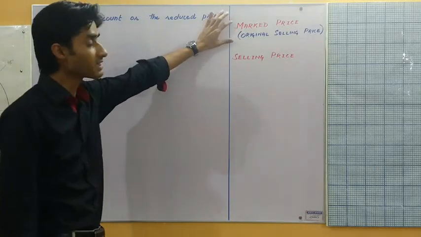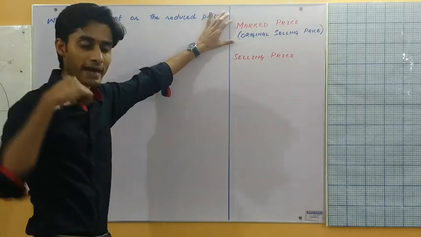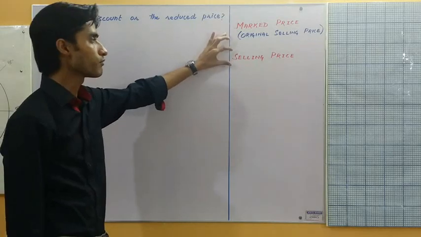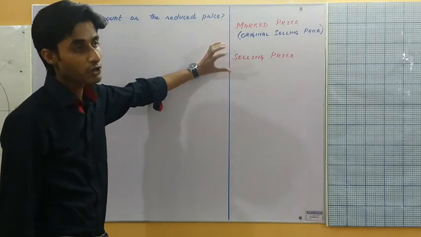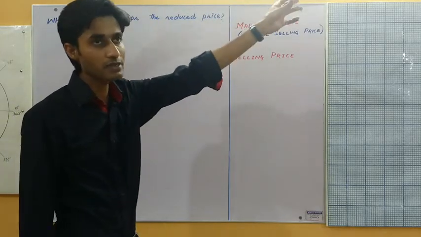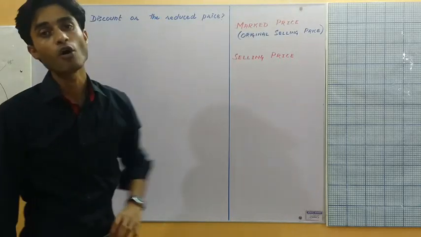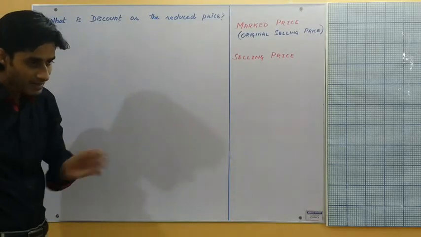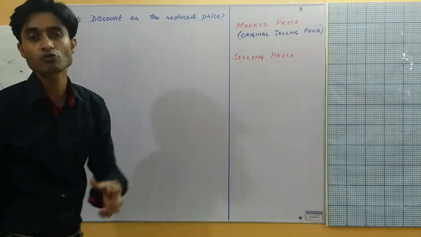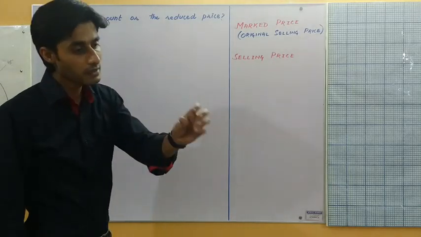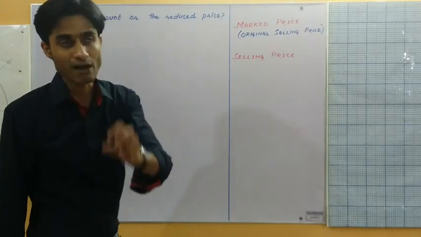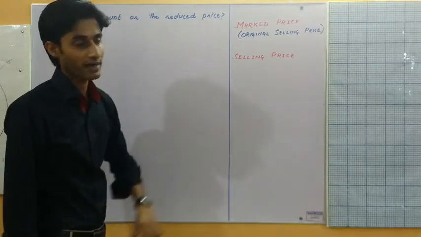That is the difference between the original selling price, which was 500, and now I am selling it at a cost of 400, at a price of 400. So the difference between the original selling price, which was marked on the article, and the selling price at which I am forced to sell it for any reason is called the discount or the reduced price.